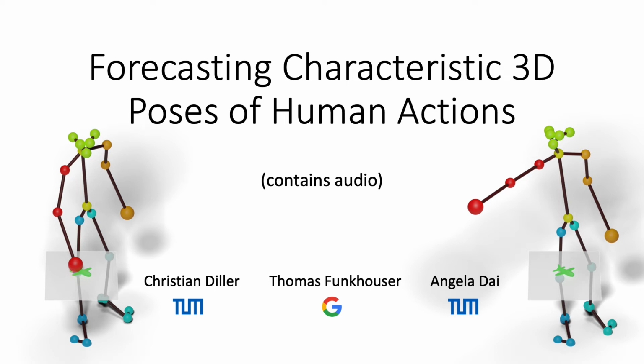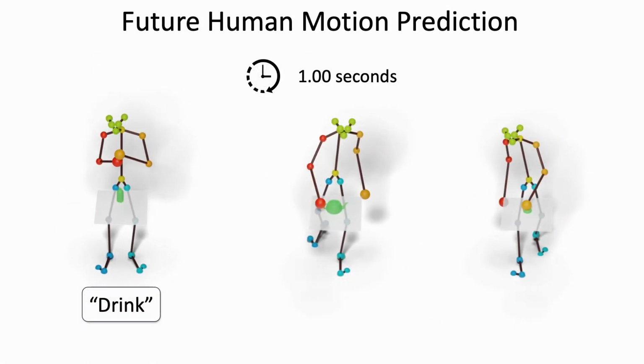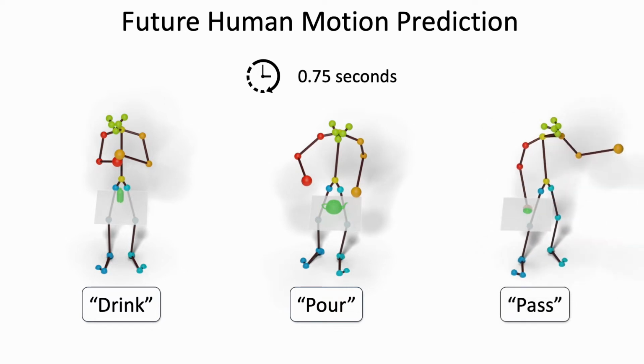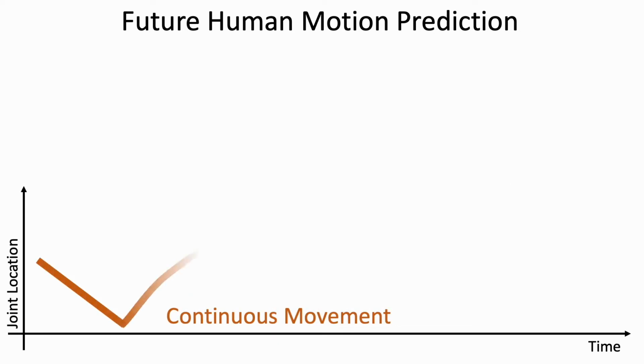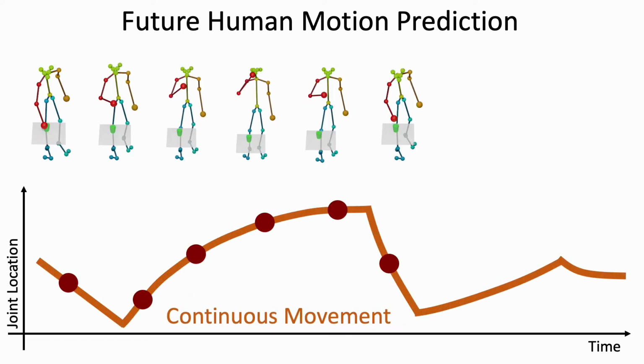We present an approach to forecast characteristic 3D poses of human actions. Existing work approaches future human motion prediction in a temporal manner, predicting a sequence of poses at a given frame rate, typically up to 1 second in the future. This means predicting the continuous movement of human pose joints frame by frame at discrete time steps.